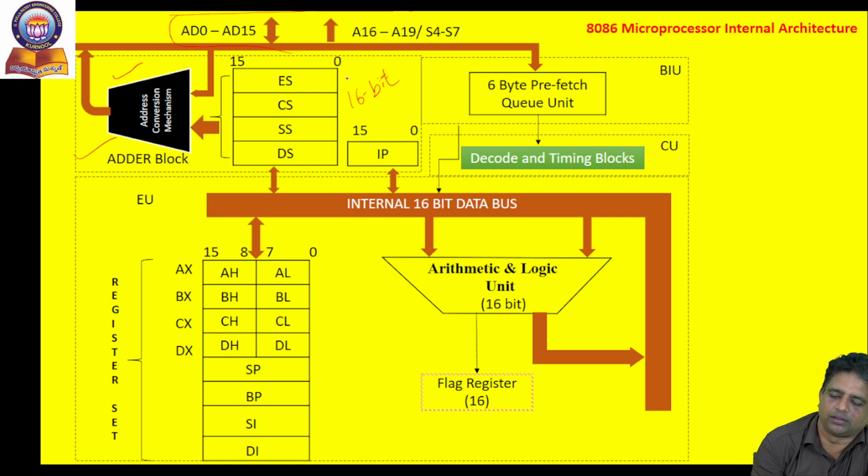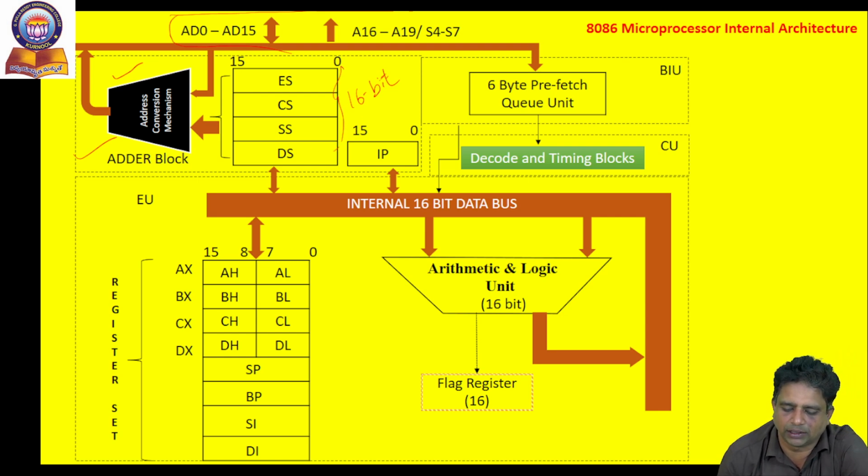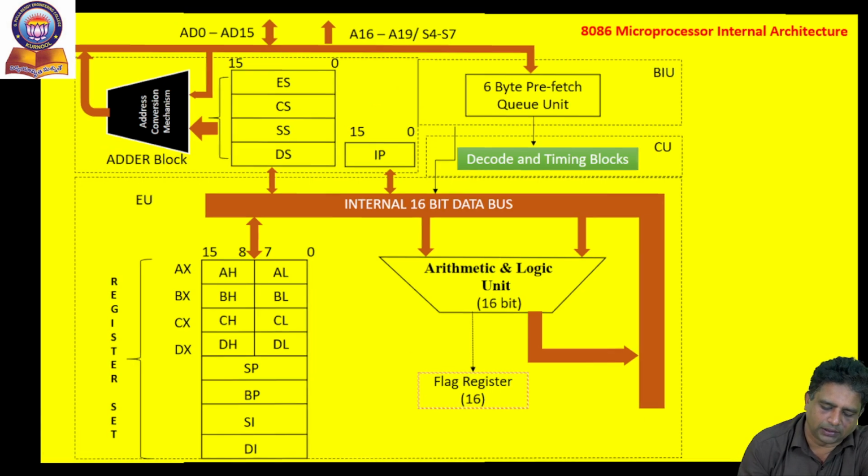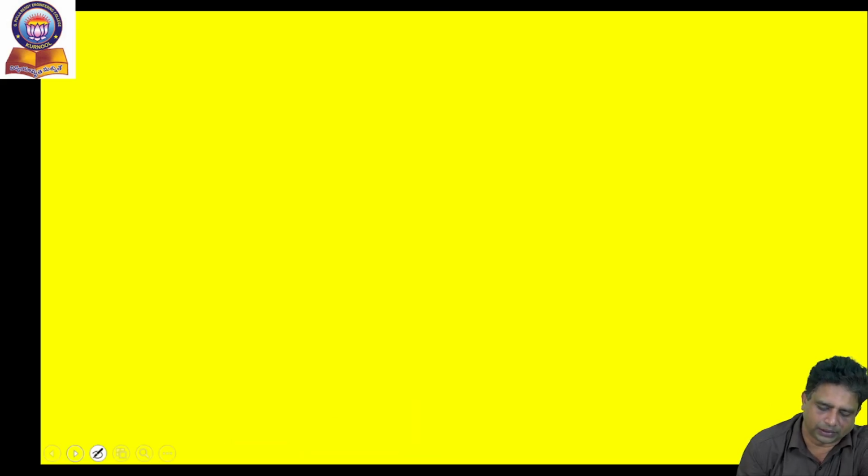So if we can look over these known names, ES, CS, SS, and DS: code segment address register, stack segment address register, extra segment address register, and data segment address register, how their arrangement is being given can be explained through a simple example. The representation is something like this.